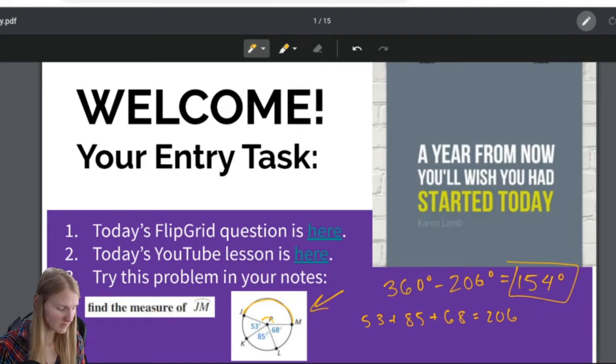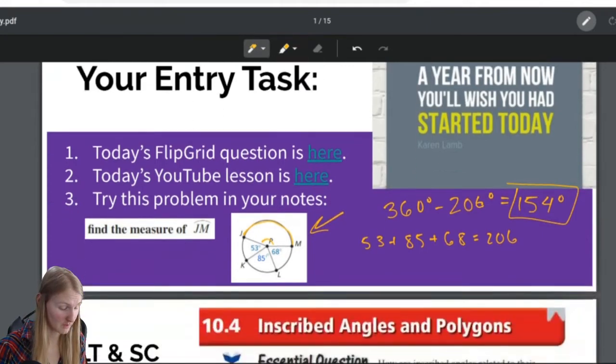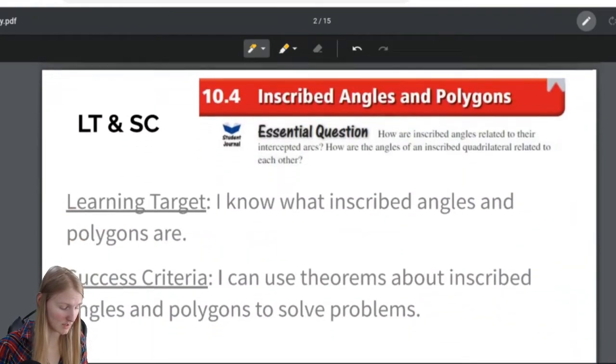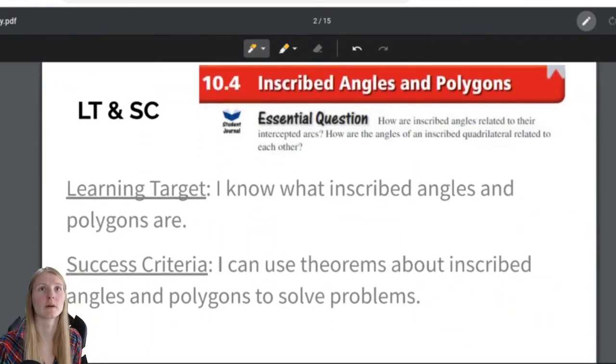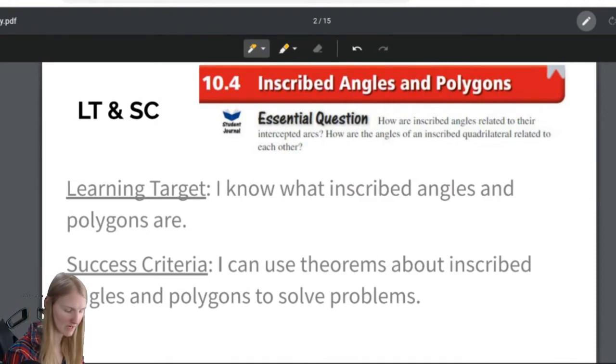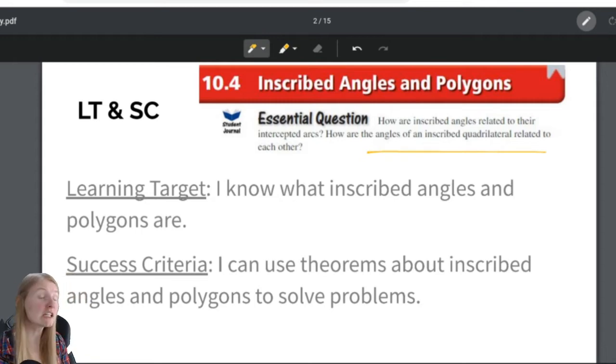Wonderful. Alrighty. Now, let's move on to what we have for today. So today we are talking about section 10.4. We are talking about inscribed angles and polygons. The question we are looking at is how are inscribed angles related to their intercepted arcs? We'll learn what that means. Next slide. And how are the angles of an inscribed quadrilateral related to each other?